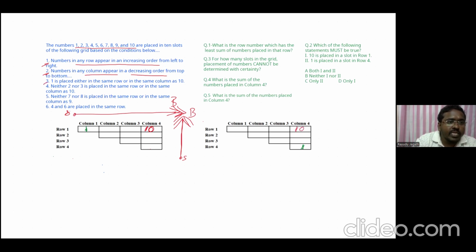Now fourth, neither 2 nor 3 is placed in the same row or in the same column as 10. So 10 is here, and its corresponding row cannot be occupied by 2 or 3, and this column cannot be occupied by 2 or 3. So 2 and 3 can be occupied only in these 3 blocks. First we check, if 2 is here, what happens? Below that 2, 1 should be towards the left. 1 is already occupying, so this position has no value. So 2 cannot be positioned here. If we put 2 here, this has no number, so that is not possible for 2.